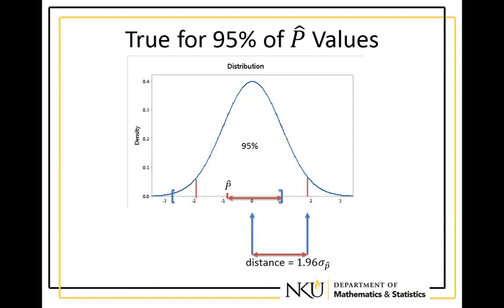Well, what do you know about that interval? So from the left endpoint to the right endpoint we've just constructed, what is contained in that interval? The value of p, or the mean of the sampling distribution, is located in that interval. And this would work in 95% of sample proportion values.